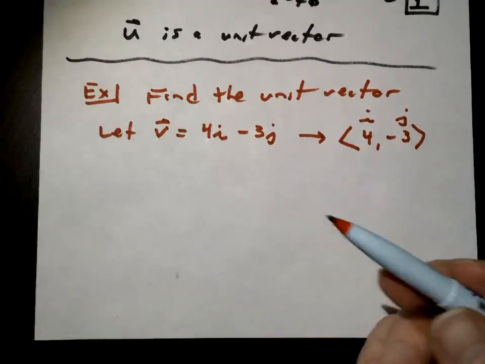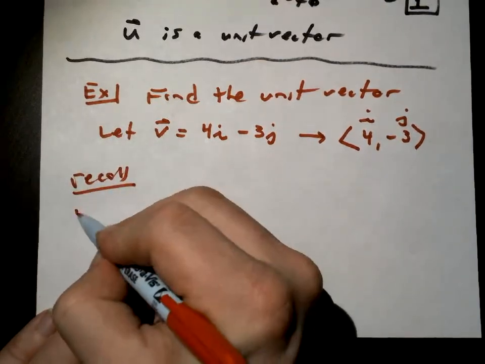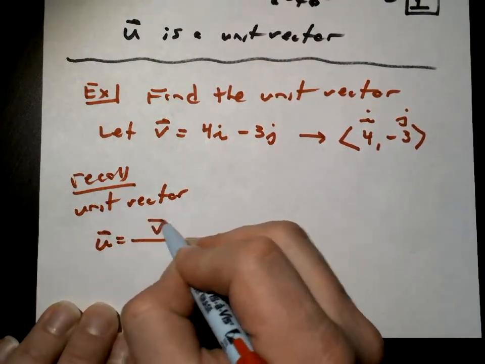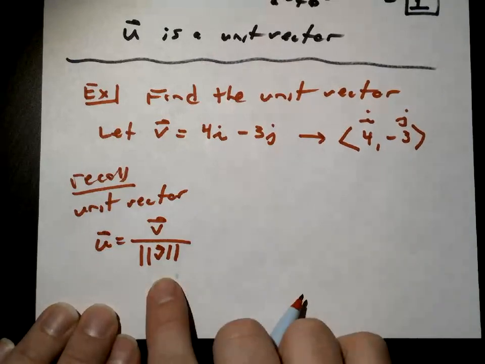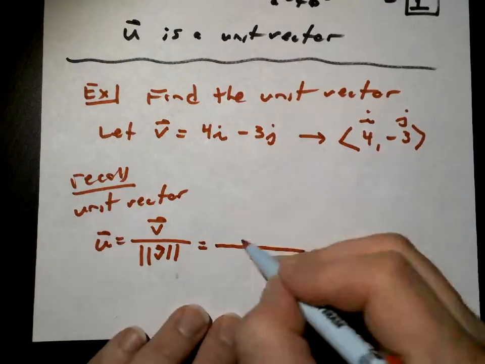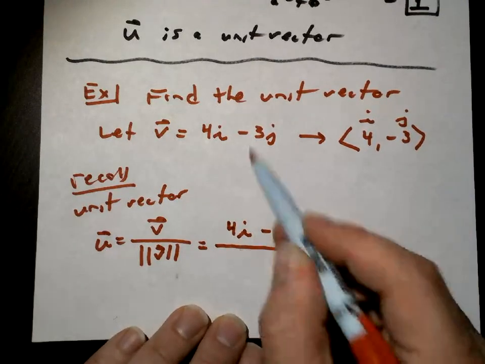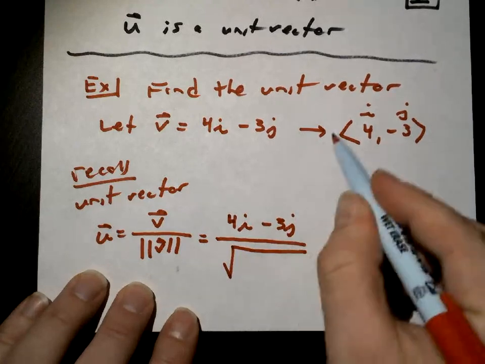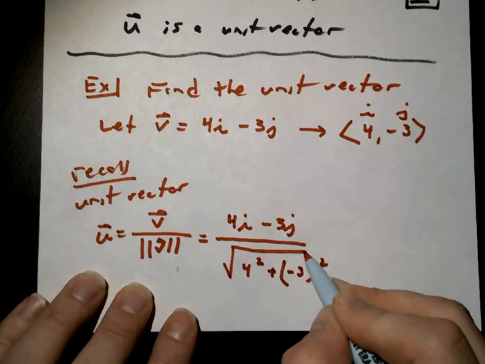So the process is, first, we have our vector. Now I want you to recall that a unit vector is our vector over the magnitude of that vector. So we put this in the formula here and rewrite this as 4i minus 3j, but then we have to take the magnitude of this. So we're going to take the square root of 4 squared plus, minus 3 squared.